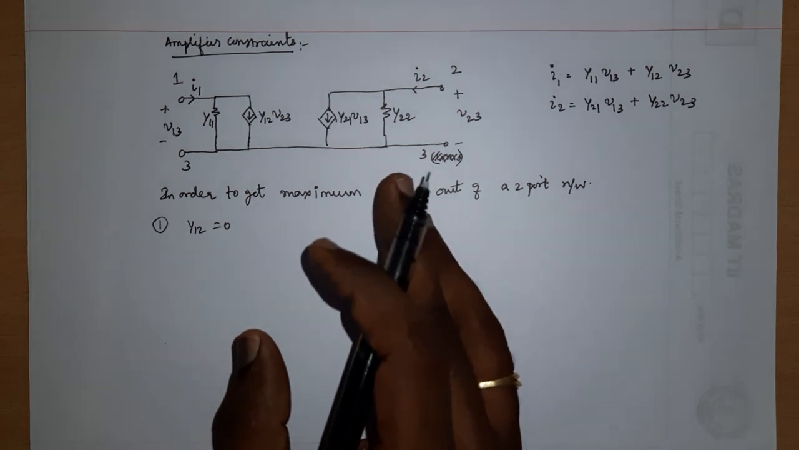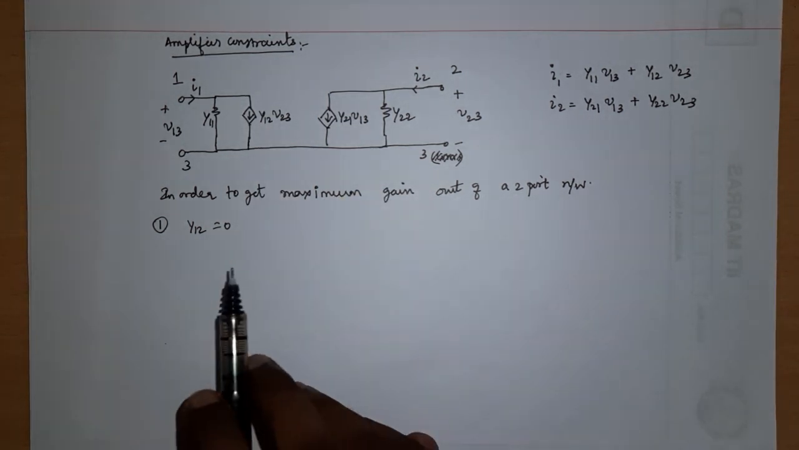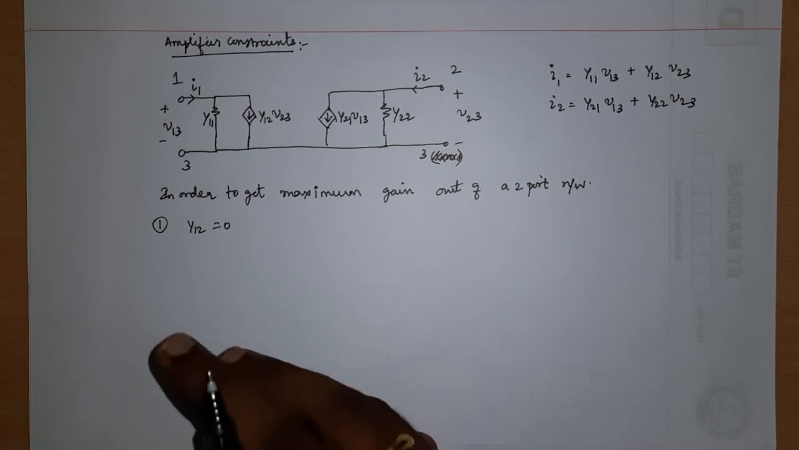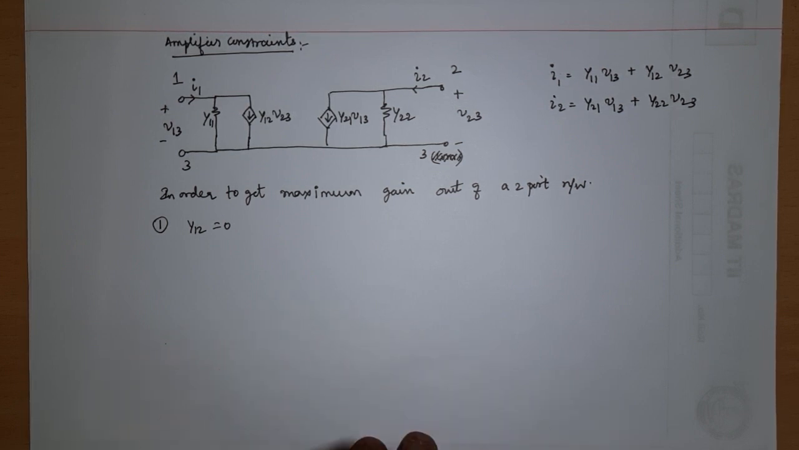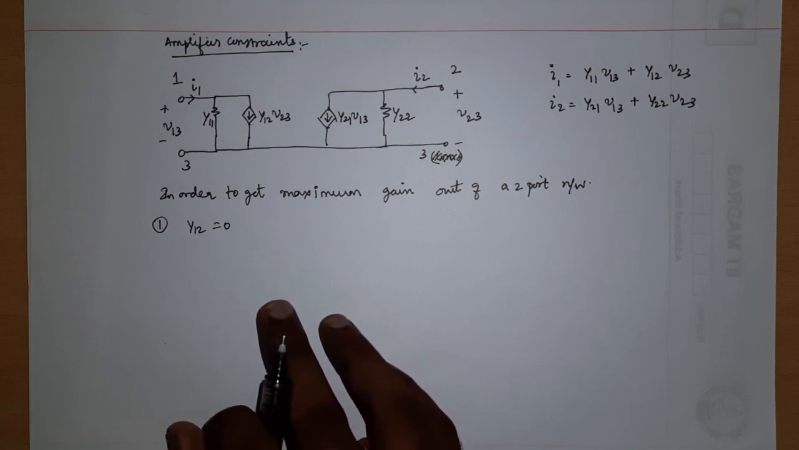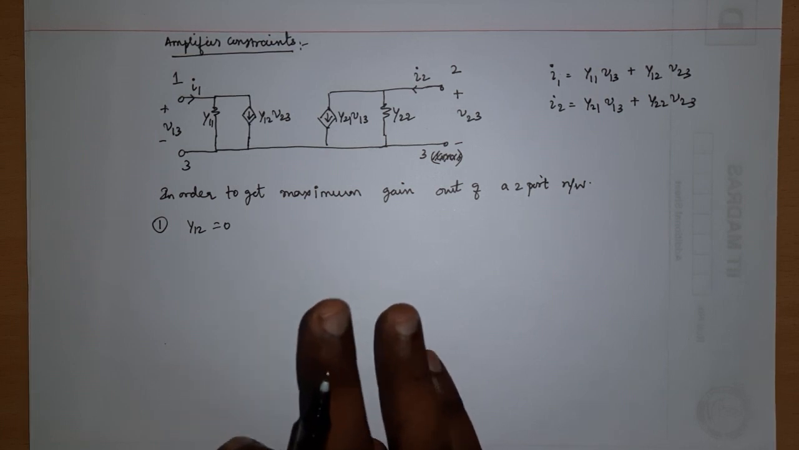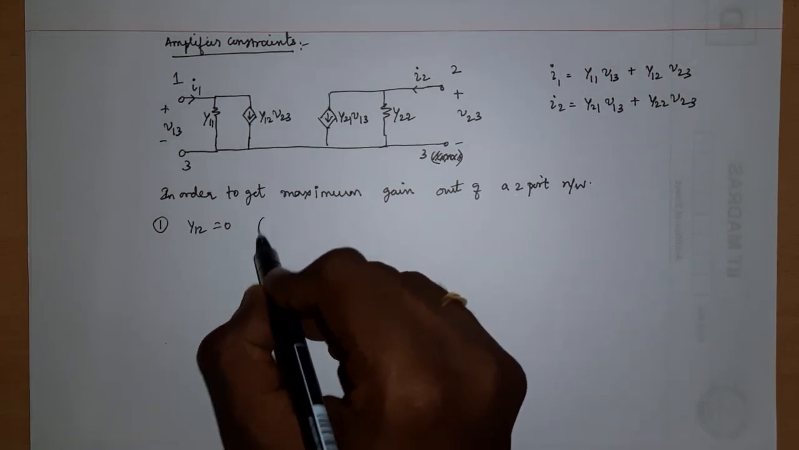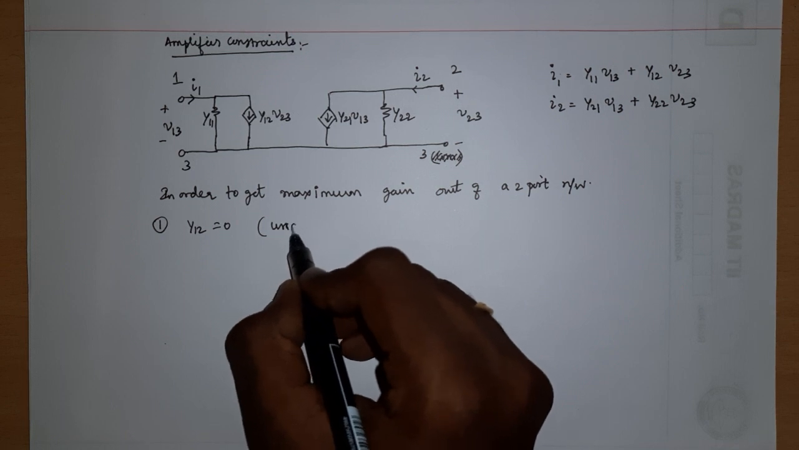So in that case, what would I do? I would make my y12 0, or I would choose my device in such a way that its y12 is very close to 0, or even 0. In that case, I can completely avoid any kind of instability that will happen, okay. So y12 first should be 0 for unconditional stability.